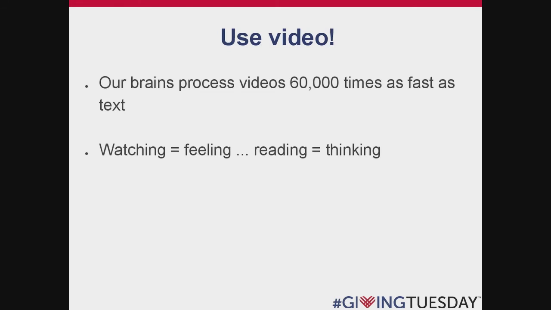Additionally, when someone is watching a video, their mental and emotional state is normally one of feeling. The sensors that are firing in their brains are feeling sensors. By contrast, when someone is reading text, their mental and emotional state is one of thinking and analysis. And when you're making a case for support, your chances of success are much greater if you can place someone in that feeling state or on that feeling end of the spectrum. So as you evaluate your technology options for Giving Tuesday, I would strongly recommend that you look for solutions that will allow you to deliver video content to your constituents. It is the best way to get your message across and to capture people's attention.